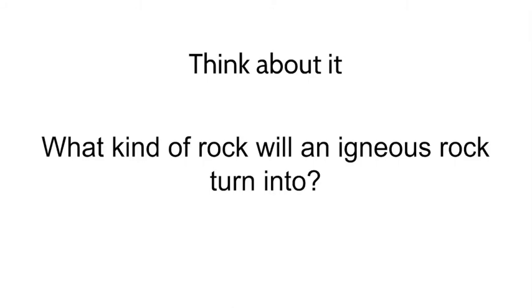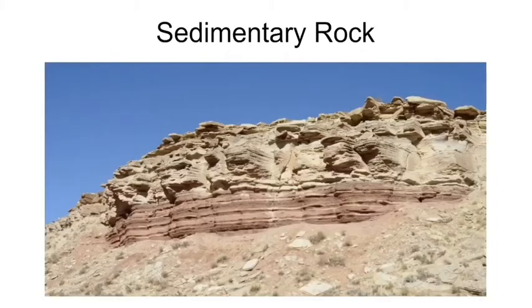So, first of all, igneous rocks can break down into sediment from erosion. Sediment is rock that has been broken down into tiny particles. These particles then get lifted by the wind and pile up in layers. Gradually, these layers form sedimentary rock.